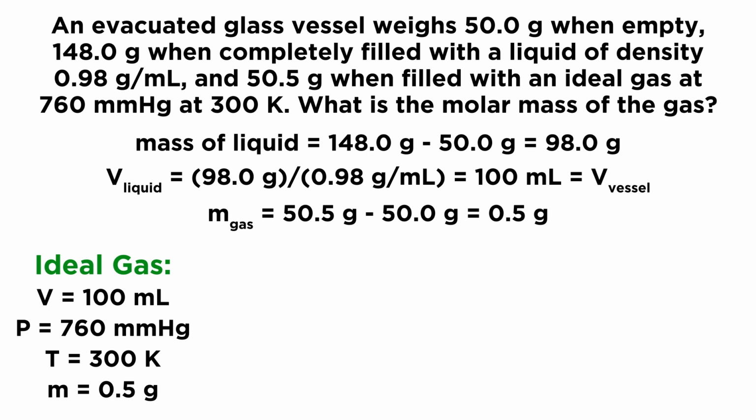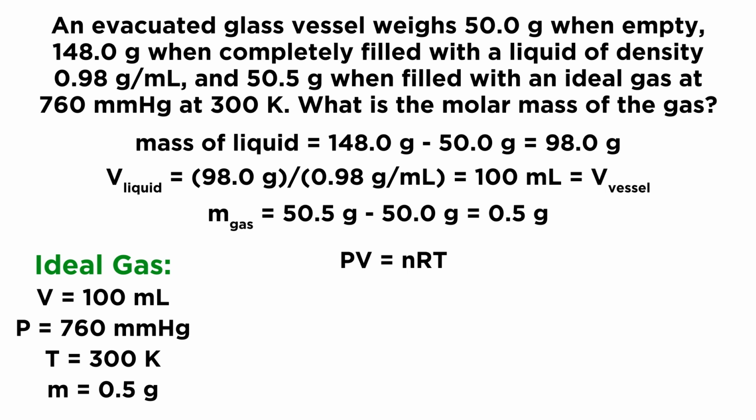We know that the vessel has a volume of 100 milliliters. We know that the internal pressure is 760 millimeters mercury. We know that the temperature is 300 Kelvin. And then we do have a mass here of 0.5 grams. And we're going to use this mass in conjunction with the moles value in the ideal gas law. So let's get our ideal gas law.